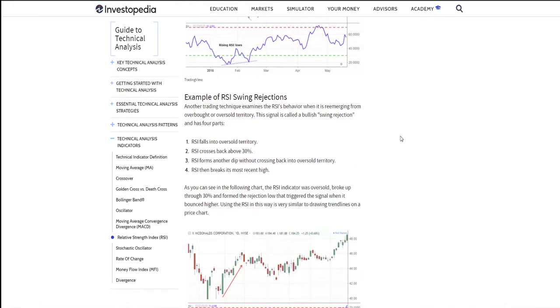So examples of RSI swings. Again, this is really something to focus on. RSI falls into the oversold category. So when it's above that 70% mark, RSI crosses back below, or back above the 30%. So that could be the rejection swing.